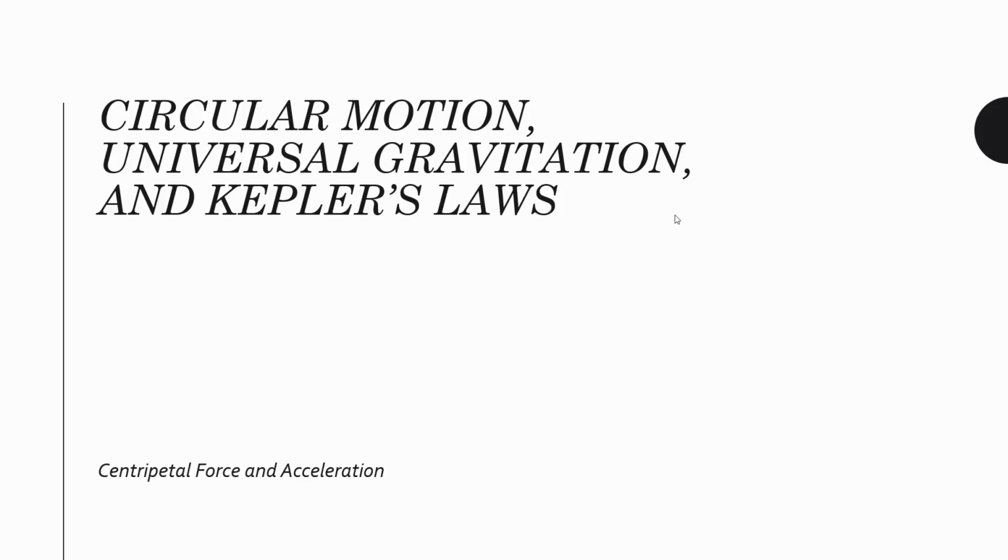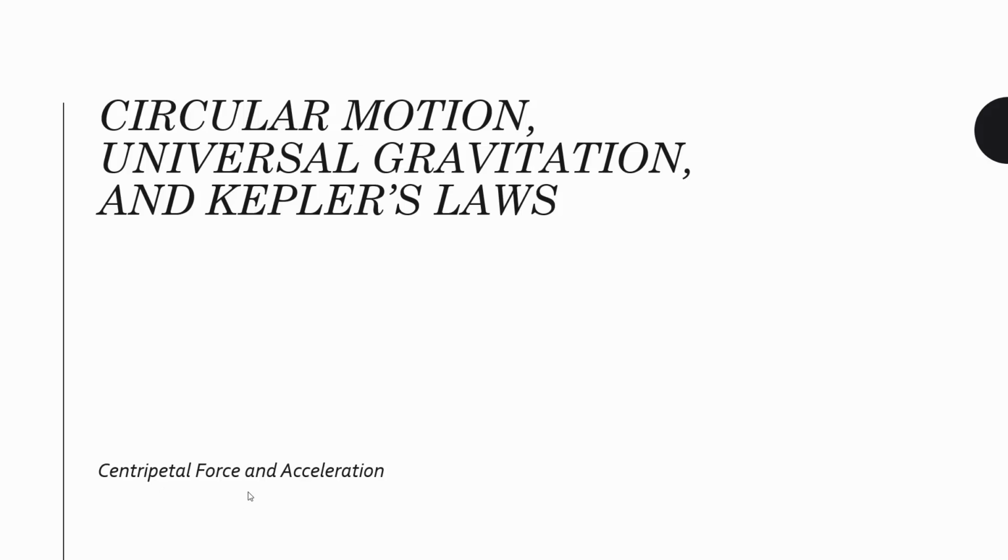We'll be looking at a variety of topics this unit, starting out just by looking at things moving in circles. Then we'll look at universal gravitation, which is gravitation that applies to any two objects with mass. And the reason why these two things kind of tie together is Kepler's laws of planetary motion, because it's gravity that causes those planets to move in nearly circular orbits.